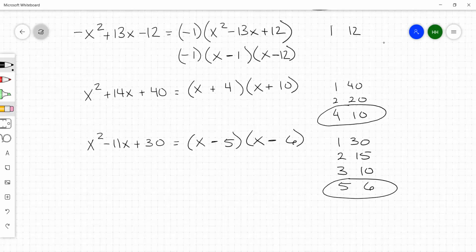All right, so is everybody okay with factoring a trinomial when this a value is either negative 1 or positive 1?